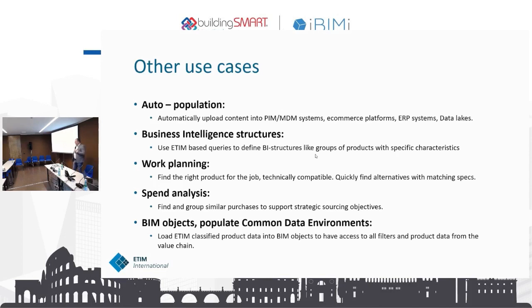But what about business intelligence structures? You can have expansion tanks and safety valves, but some of them are suitable for drinking water systems and some of them are not. But if you want to have an overview of the turnover or profit you make on drinking water related products, you could use ETIM classification and their features to filter out all your article codes and all your sales records.